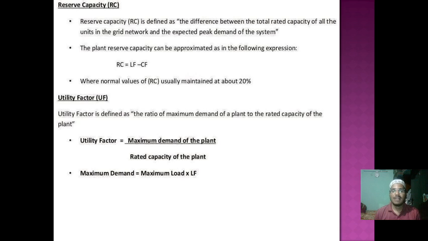Maximum demand is equal to maximum load into load factor. How do we find the maximum demand value? It is equal to the maximum load, how much load we are applying, into the load factor. We have to multiply these two things, then we can easily get the value of maximum demand.